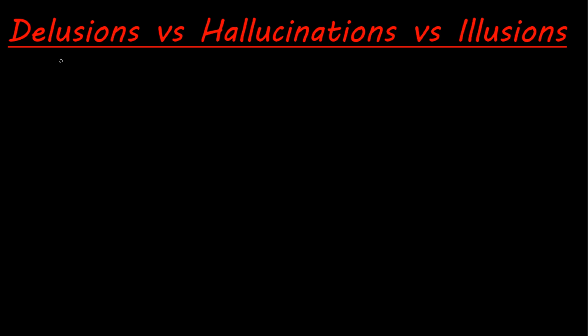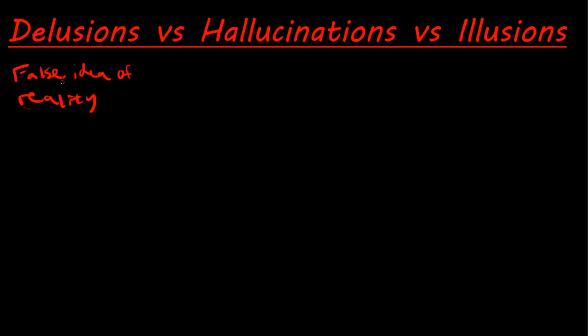So what's the difference between a delusion, a hallucination, and an illusion? Well, first off, these are all symptoms that psychotic patients might experience. Now, a delusion is a false idea of reality. It's a false idea of reality that they have made up entirely in their heads. There's nothing sensory about it. It's just entirely made up in their own mind.